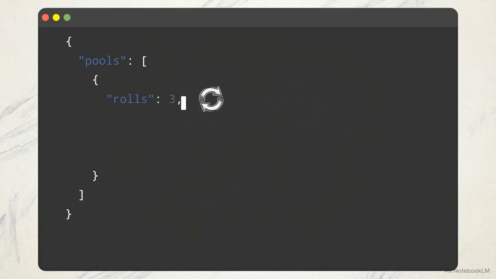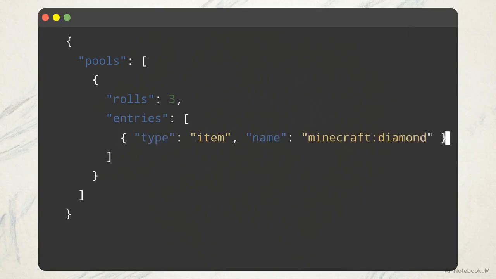Inside a pool, the rolls command instructs the engine exactly how many times it must pull from the defined list of items. Finally, the code defines the entry providers. These dictate the specific item IDs to be generated when a given roll successfully selects their assigned weight.